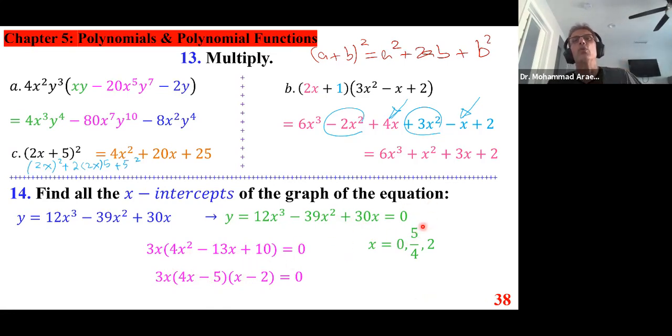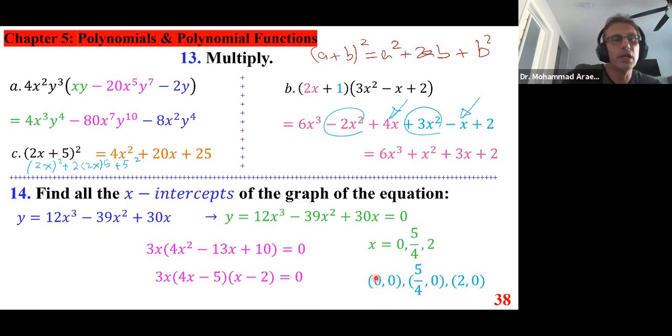Now, it is important to know what that means. X-intercepts, okay? Remember, y is 0. You set y equals 0 to solve. Let's write all of this in pairs such that the y coordinate is 0. So this means the following 3 pairs. And I highly recommend you write the 3 pairs because you really want to know the meaning of your work here. What do we mean when we say x is 0, x is 5/4, x is 2? We mean we have the following 3 pairs on the graph of this function, y equals 12x cubed minus 39x squared plus 30x. That's the meaning of it.